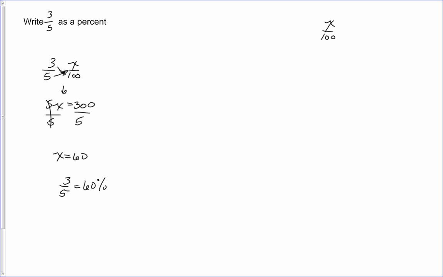So anytime you have a fraction that you want to convert to a percent, simply set it equal to x over 100. If we wanted, say, 2/3 written as a percent, we would set it equal to x over 100. Then you'd cross multiply. So you'd have 3x equals 200. Divide by 3. Divide by 3. So x would equal 200 divided by 3.